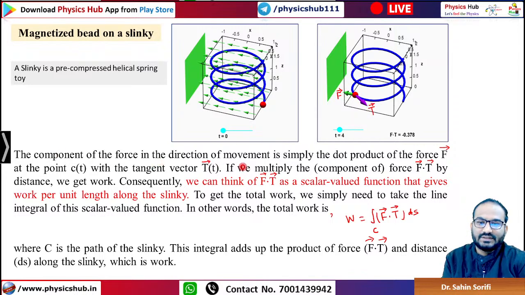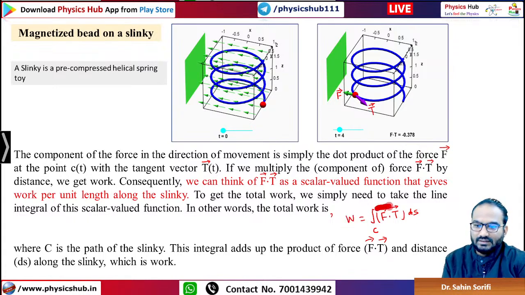So the component of the force in the direction of movement is simply the dot product of the force at the point C of t. Here, let's say C of t, so a function of time, right? Because if you change the time, the bead will be at some other position. So the dot product of the force at that point with the tangent vector T of t, if you take the dot product, we get the work. F dot T as a scalar valued function gives work per unit length along the slinky, and that is why when you integrate over the length of the slinky, we get the total work done.